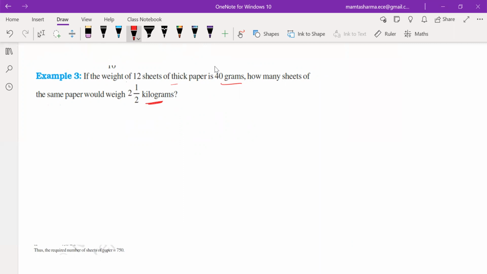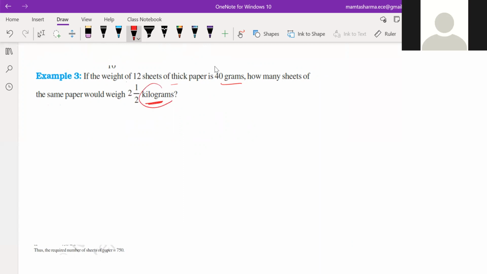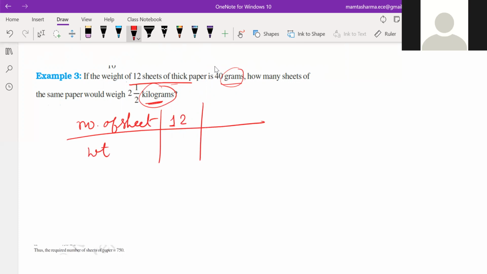You need to convert, because one thing is in kilogram, one thing is in gram. All units should be equal. So there are two things: the number of sheets and the weight of 12 sheets of thick paper. When the number of sheets is 12, their weight is 40 gram. You have to find out the number of sheets.